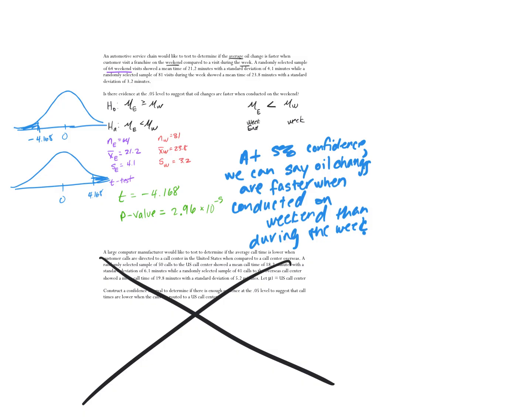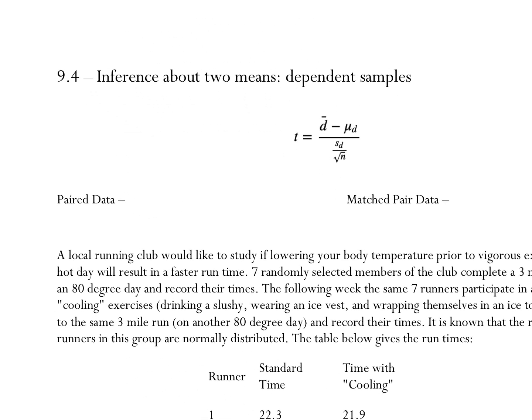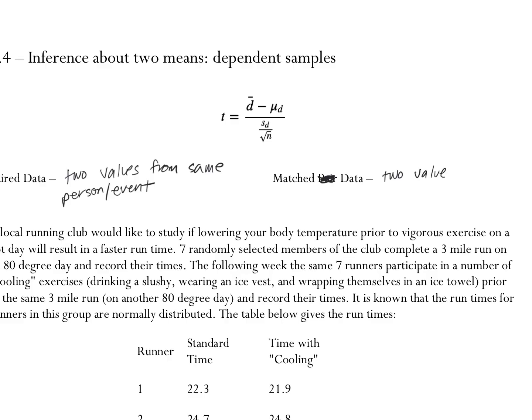So what do we do when what we have are two dependent samples? Okay, so first of all, two dependent samples come from two different types of data: paired versus matched. Okay, for paired data, we get two values from the same person or event. Matched data, we get two values from connected but not the same.